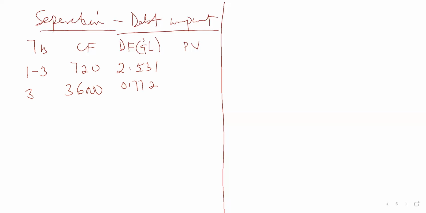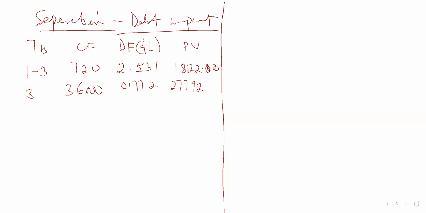1822.32. 1822 point what? 32. Okay. What about the second one? 27792. 27792? Yeah. Okay. So let's make this one also 00.